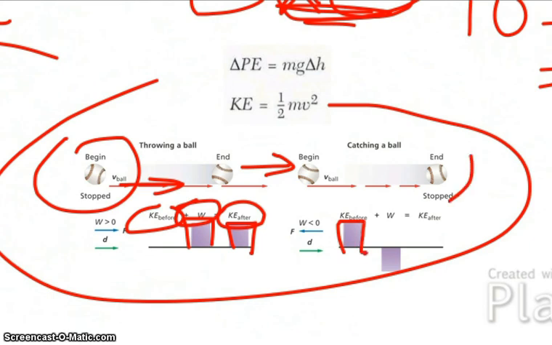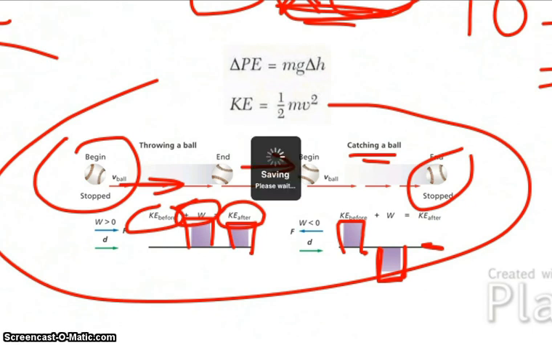But then when it's done, after you've caught the ball, it has 0 kinetic energy. Well, how does that happen? Well, you did negative work on it. You took energy out of it and absorbed it into yourself. Okay, so work is your change in energy.